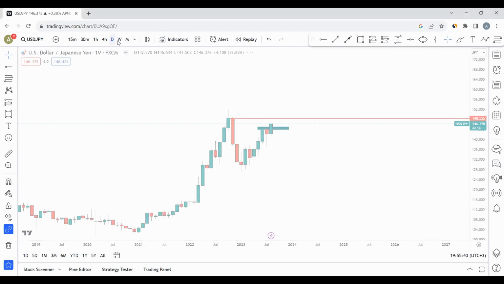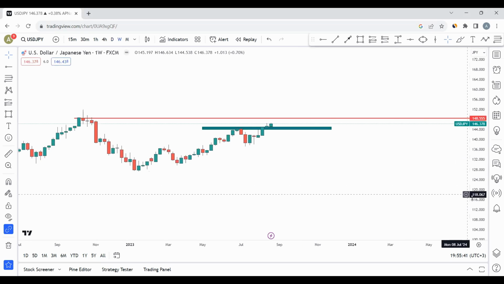That's the direction. Now, when you come down to the weekly time frame, now this is where I'm going to talk about bias from.